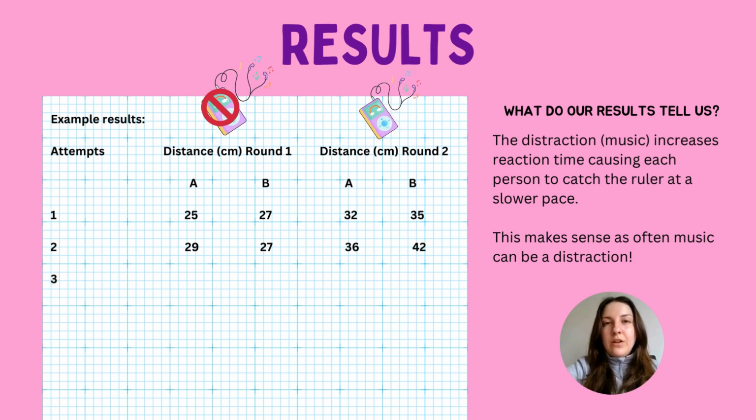The one thing I will say as an evaluation, you might find that the person who's catching it gets better. So they start actually having a faster reaction time. That can be because they've practiced the skill more and more as you do more repeats. That's something you want to mention in your results, and why you might see data like that, because of the practice element.